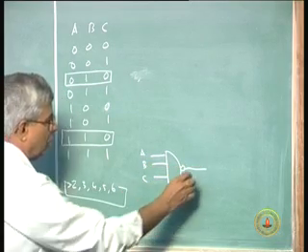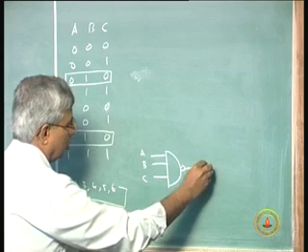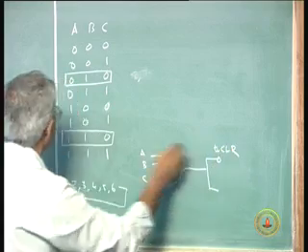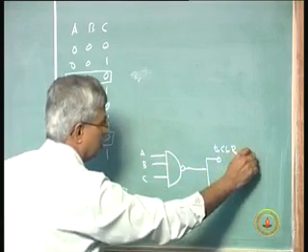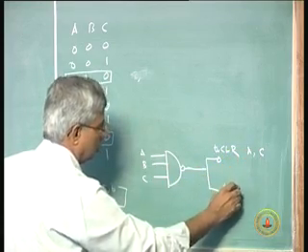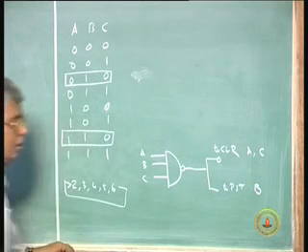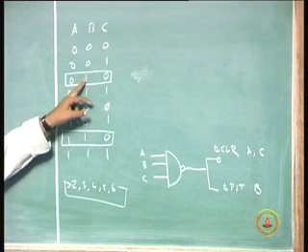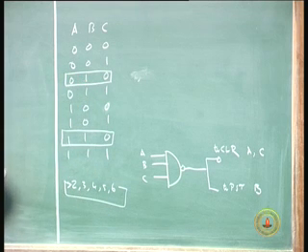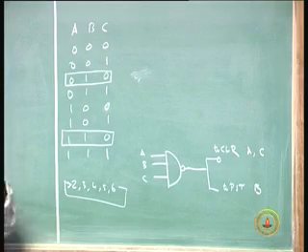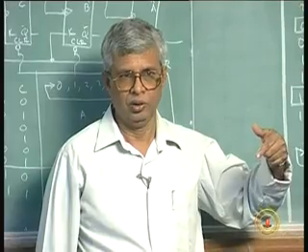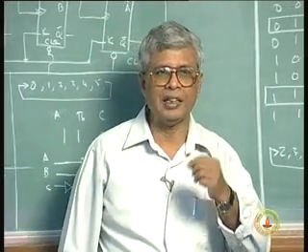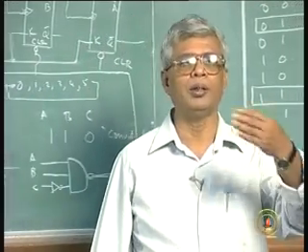This pulse will be used to clear A and C and preset B, preset will become 1. So, 2 will start, after that 2, 3, 4, 5, 6, back to 2. So, by using this preset and clear inputs, I can start the count at any point and can terminate the count at any other point.